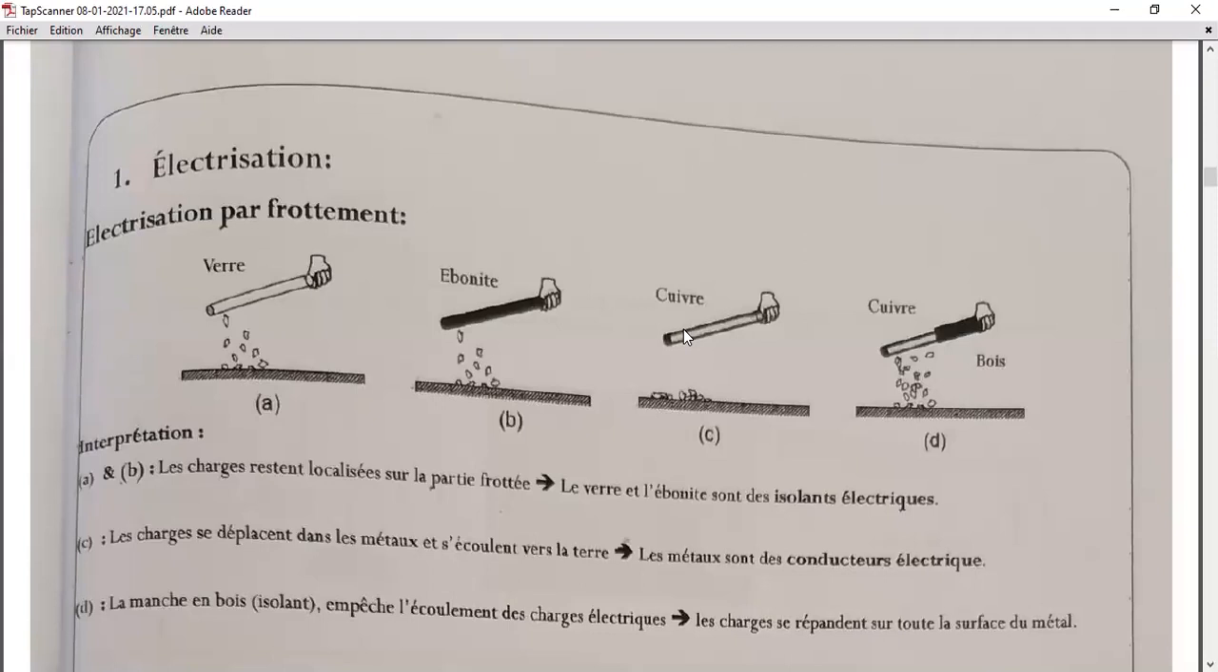So that's why when you bring the copper metal near the pieces of metal or the papers, you see that there'll be no attraction. So I don't know if it's clear.